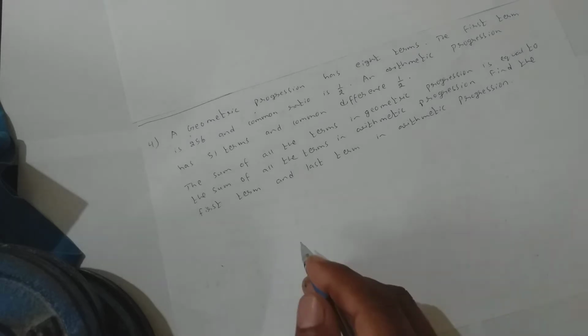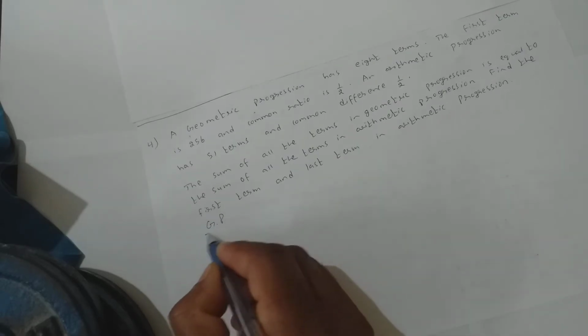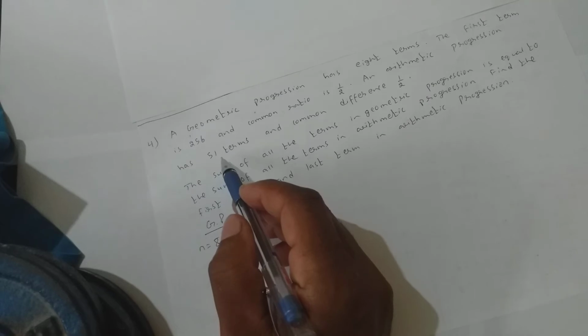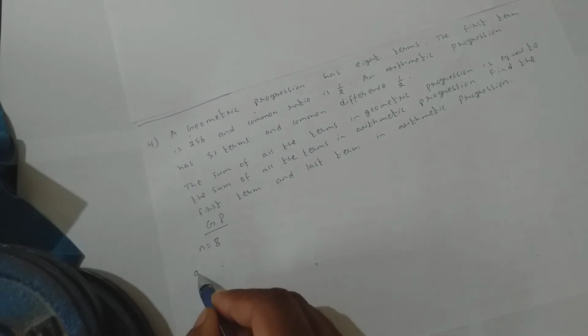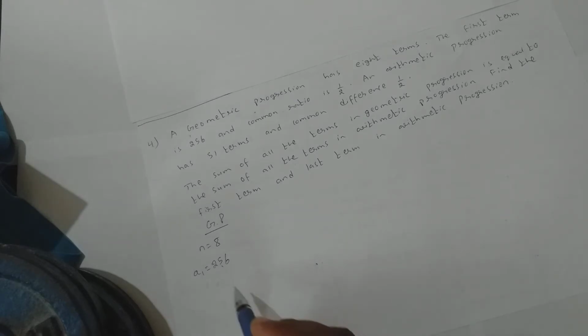A geometric progression has 8 terms. So first write the data. It's a GP, given n equal to 8. Clear so far? Yeah, continue now. The first term is 256, so A1 is 256 and the common ratio is half, so R equal to half.